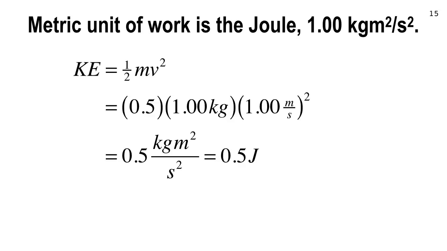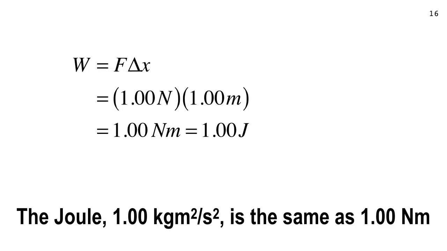Now, let me show you another slide here. In terms of F delta X, a 1 Newton force exerted across 1 meter is a joule. And it's also known as a Newton meter. Now, a joule, 1 kilogram meter squared per second squared, is also the same as 1.00 Newton meters. So joule, kilogram meter squared per second squared, and Newton meter, those three are all the same thing. And the reason I'm bringing that up is because sometimes you want to work in Newton meters so that you can cancel some forces left and right.